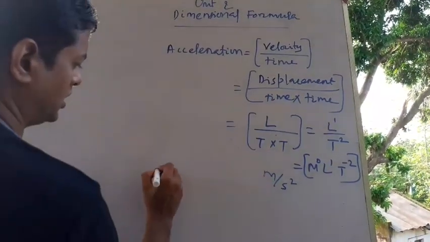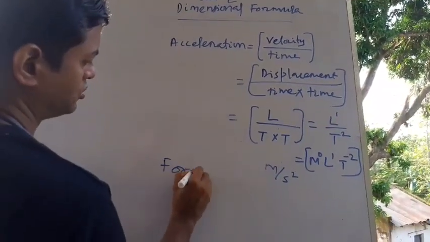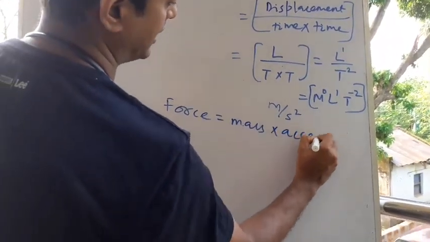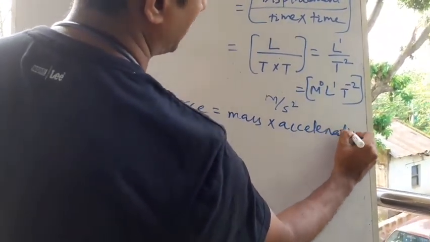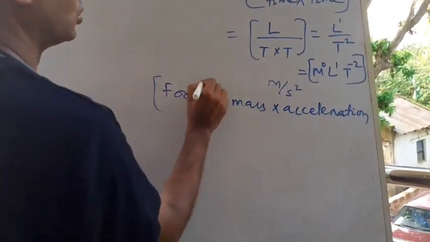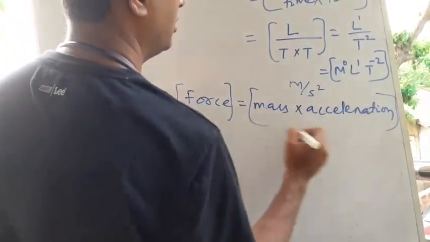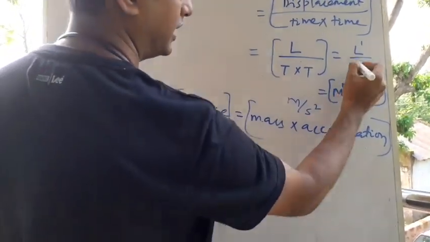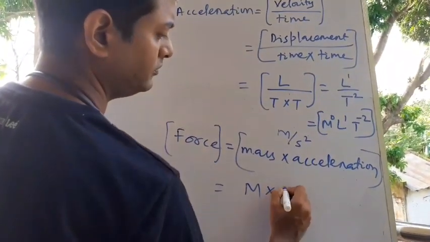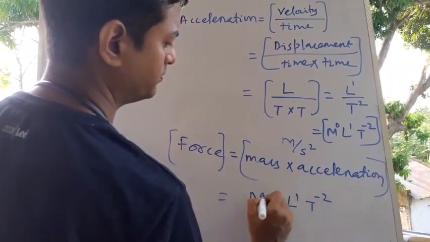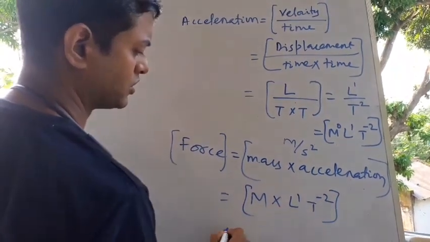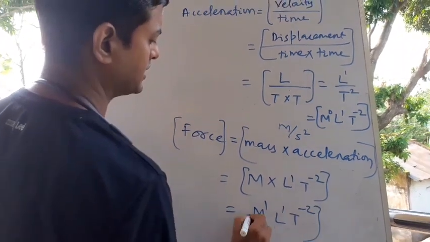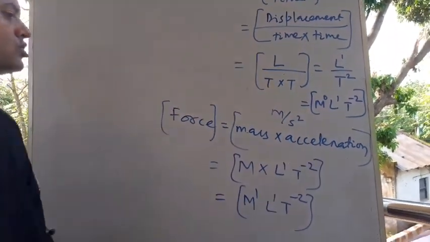Now, force. So force equal to mass into acceleration. So the dimensional formula will be, for mass I am taking M. For acceleration already I have found here L1 T minus 2. So now the dimensional formula will be M1 L1 T minus 2. This is the dimensional formula of force.